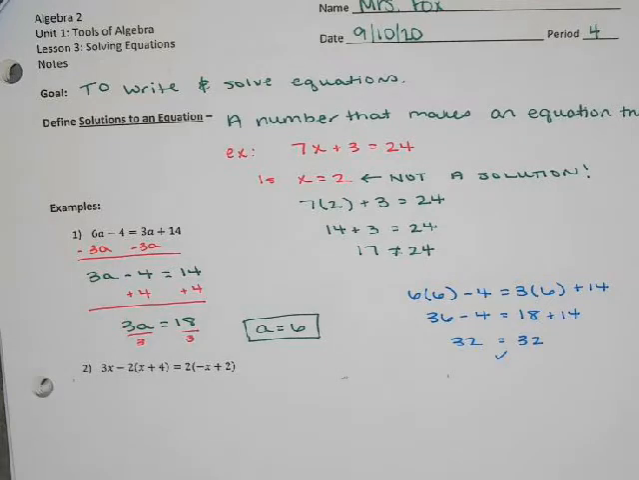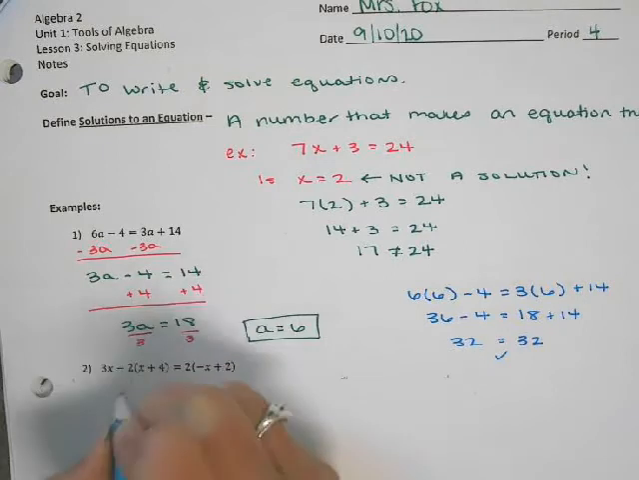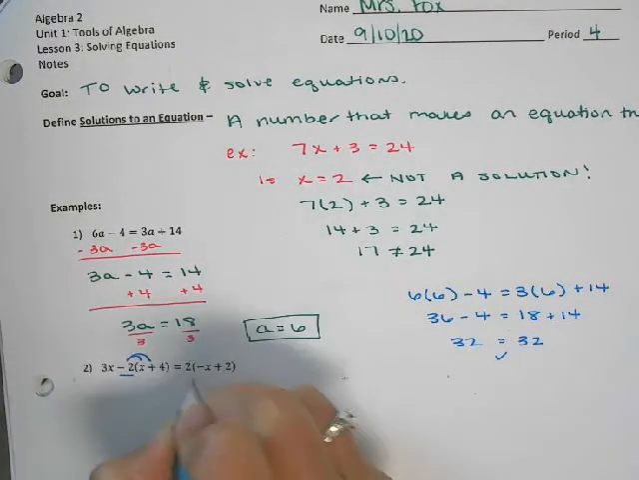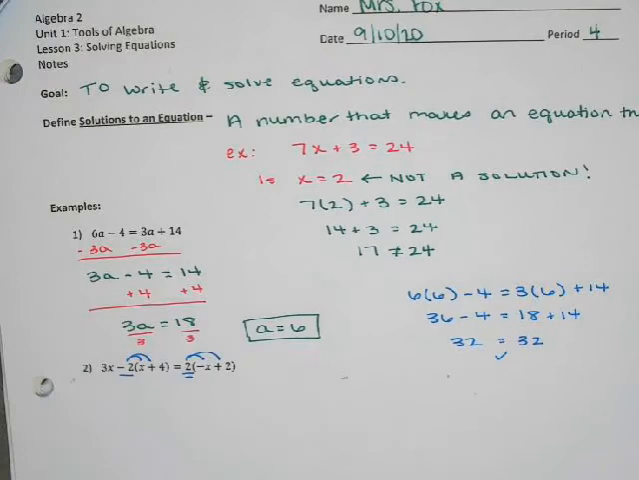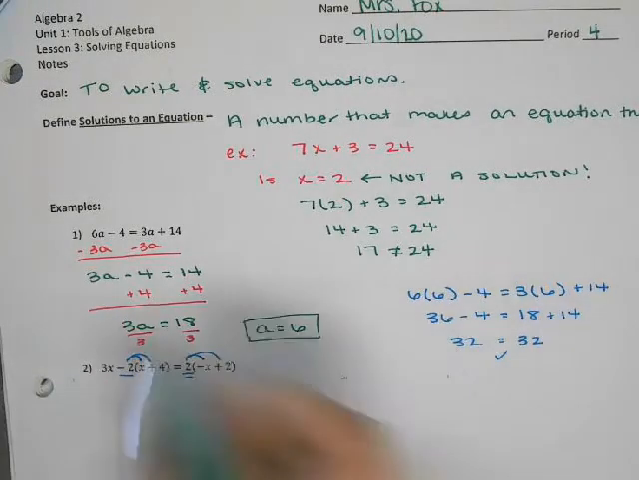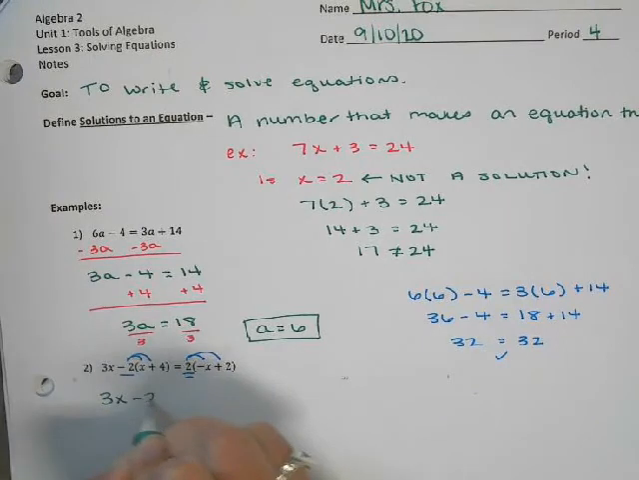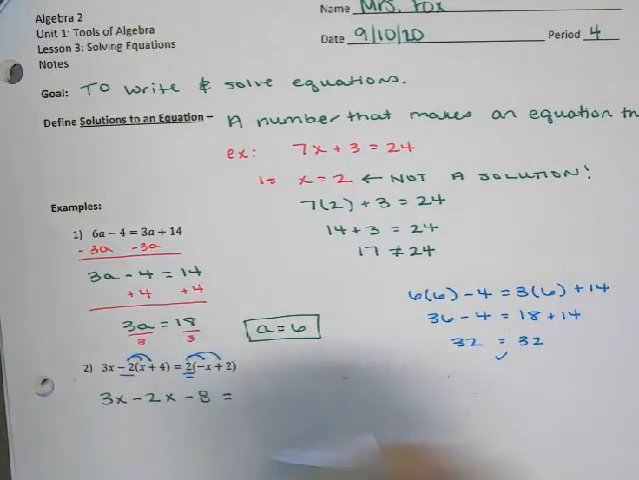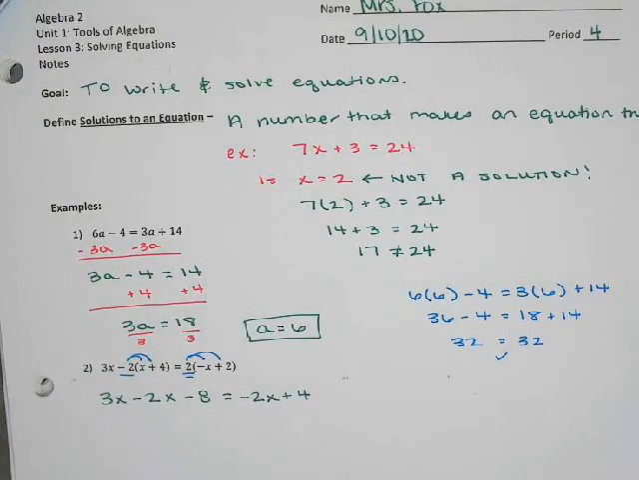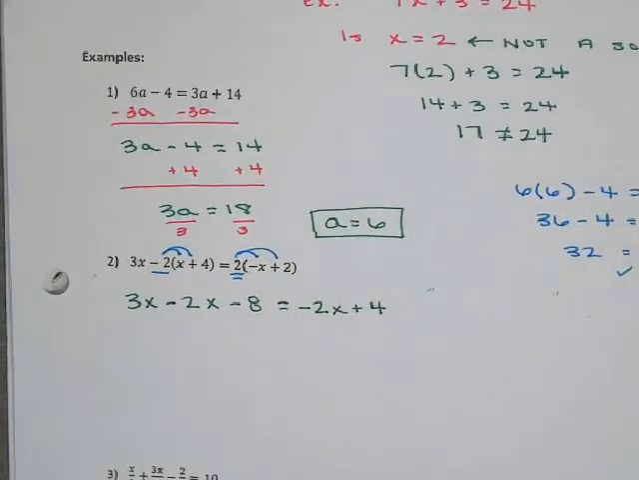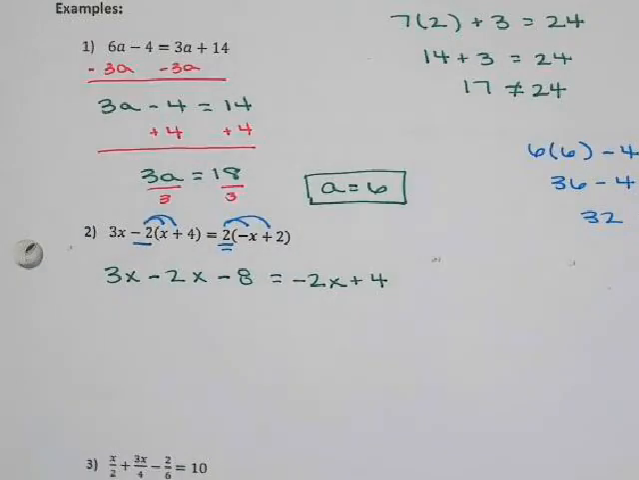Okay, so are parentheses scary? A little bit maybe? How do you get rid of parentheses? Distribute. So if we can just distribute this -2 and distribute this 2, then we won't have parentheses anymore. So when we do that, we get 3x minus 2x minus 8 is equal to -2x plus 4. Are we okay with how I got that?